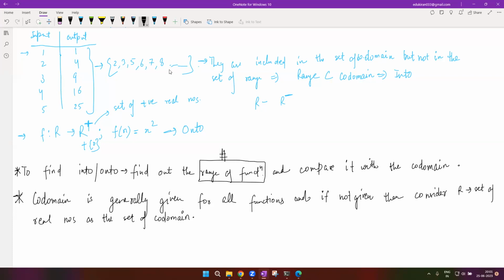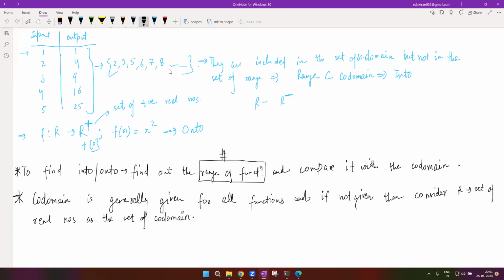It comes in the undergraduate syllabus. If anyone here is thinking about doing engineering, then you will be studying all those things which I am talking about right now. But you don't need to know about complex functions much. We are studying real functions, in which the answer is from the real numbers. So the important point is that codomain is generally given for all the functions. But if it is not given, then you consider R, the set of real numbers, as the set of codomain, right?